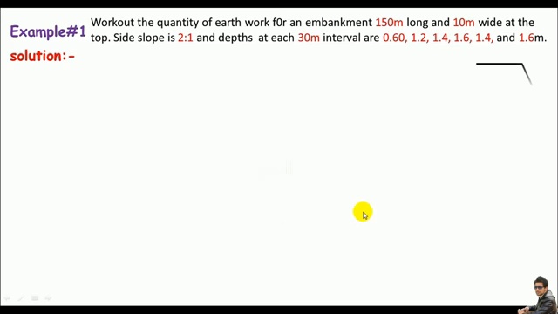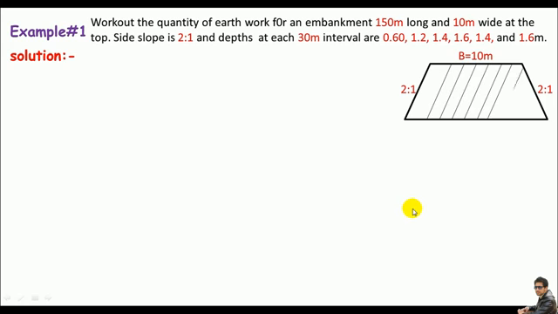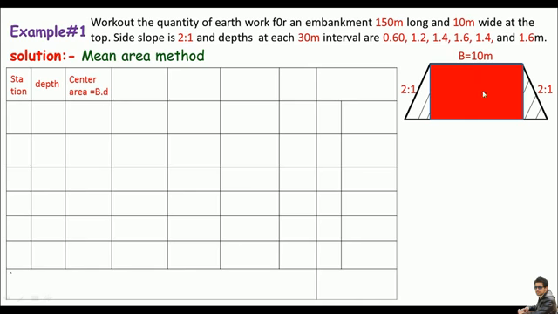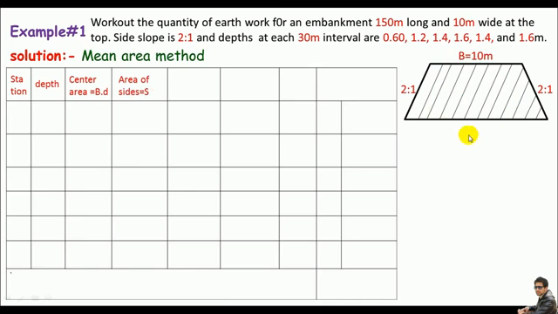Let me draw the same section over here, and I'll complete my approach using the mean area method, which can be done in this simple table. The first column represents the stations, the next represents the depth at each 30-meter interval, which are given, and then I'll calculate the central area, which is the center of this trapezoidal shape. Then the area of the triangular shapes at both sides, which is SD square, because the slope is uniform on both sides.